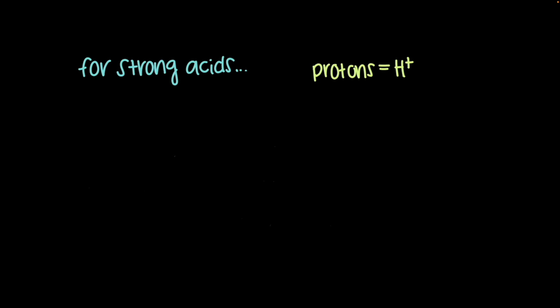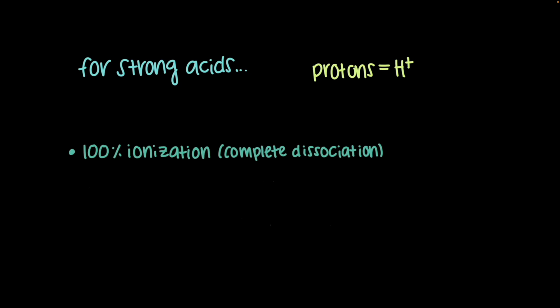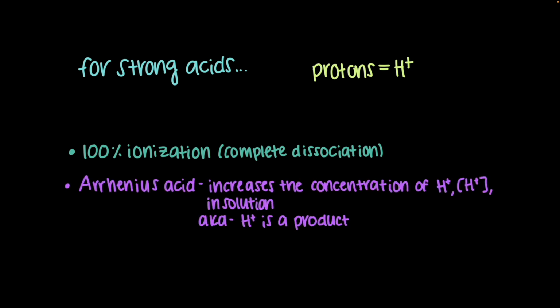When all of the protons dissociate, this is called 100% ionization or complete dissociation. The best definition that we have for acids and bases to explain strong acids is the Arrhenius definition. An Arrhenius acid increases the concentration of H+ in solution, or H+ is a product. And this is exactly what a strong acid does.